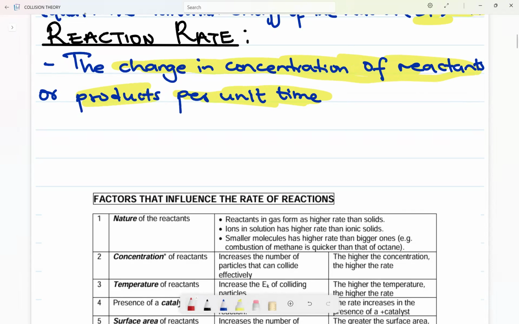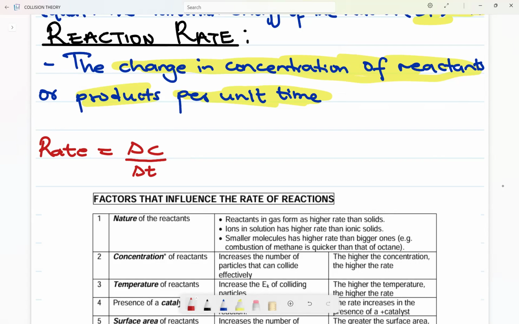You can say the rate is the change in concentration of the reactants or products per unit time. This per unit time is going to be very important, from the definition up to when you are using this collision theory to analyze the factors that affect the reaction rate, and the reasoning behind that. So this is the rate as per definition, right?